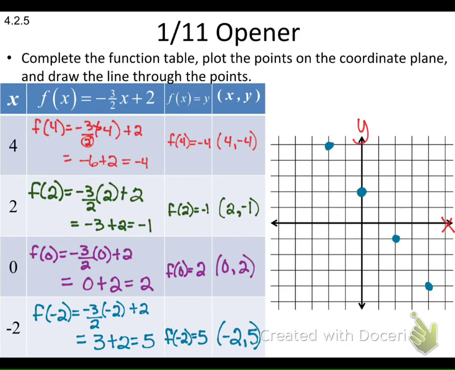When you draw your line, couple reminders. Use a straight edge. I will take a point off if I feel like you did not use a straight edge. I've been talking about it forever. So your line needs to be nice and straight.